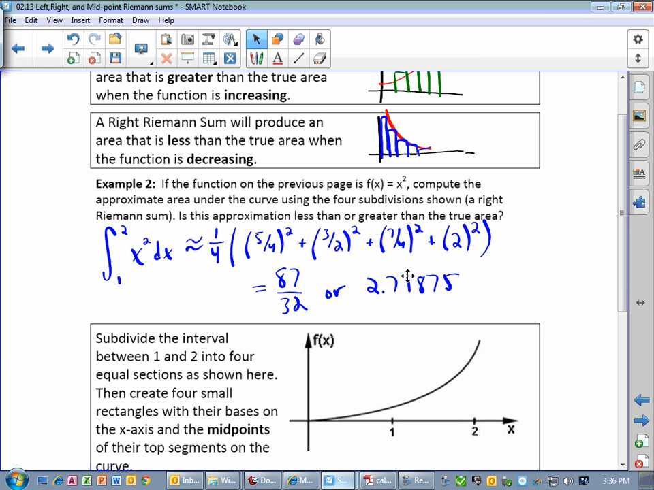Now, how does the right Riemann sum in this case compare with the left Riemann sum? Is it larger or smaller? Is it a whole lot larger?